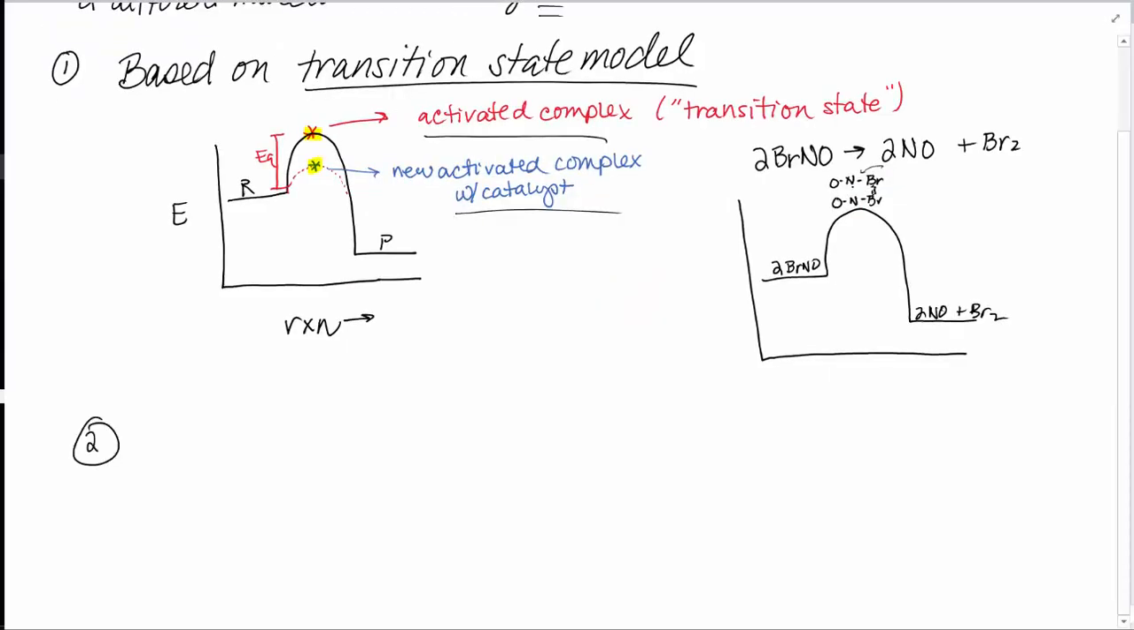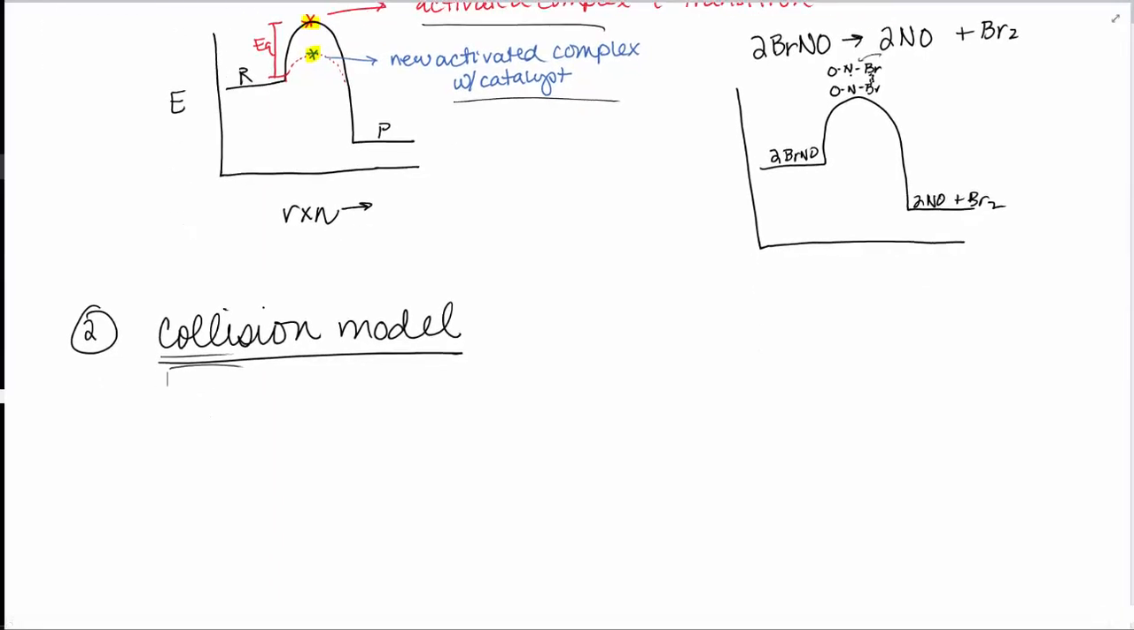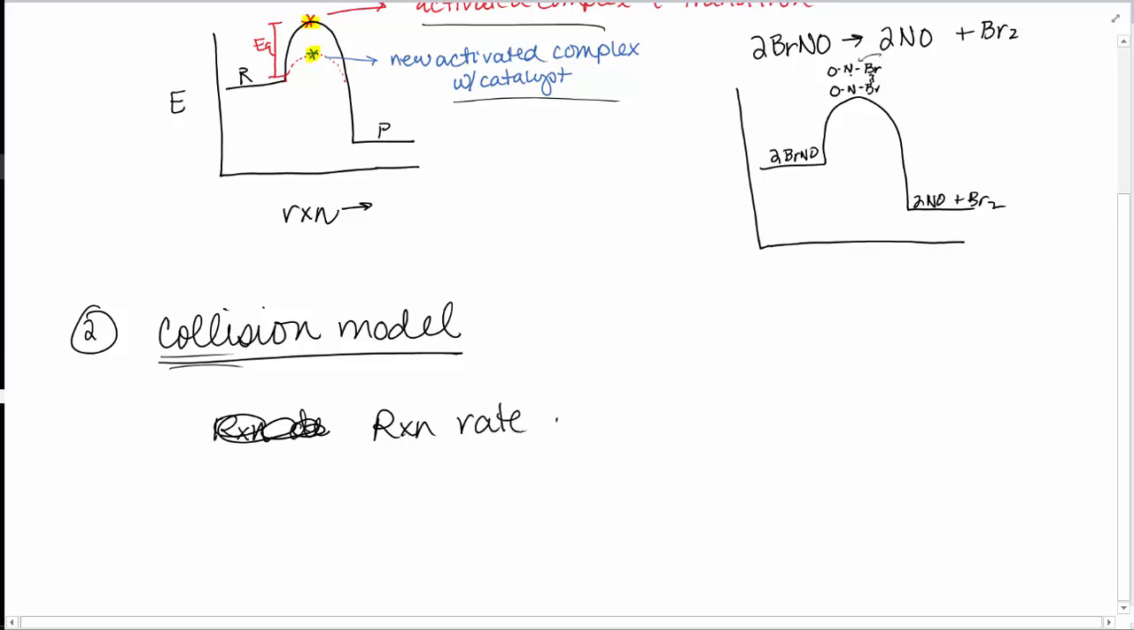All right, so one we will look at with math is the collision model. And we've already addressed this a little bit. But the collision model is based on the assumption that molecules must collide to react. But we know not every collision is going to be a reaction. So here's the idea in the collision model. The reaction rate depends on 3 things. And we've mentioned these.